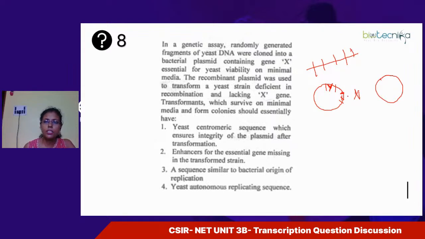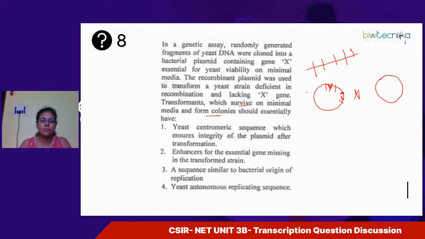Now, transformation will only happen when you survive first and foremost, and you need to form colonies. So what is essential to survive and form colonies? What part of the yeast DNA is required for survivability and forming colonies? Okay, Sunshine is giving me an answer. So who can give me an answer?